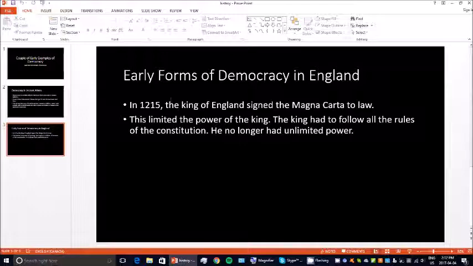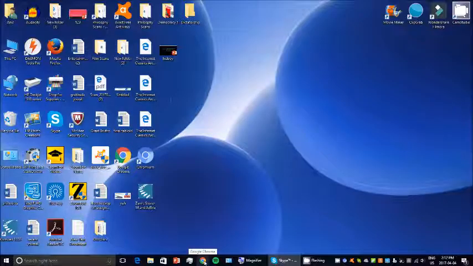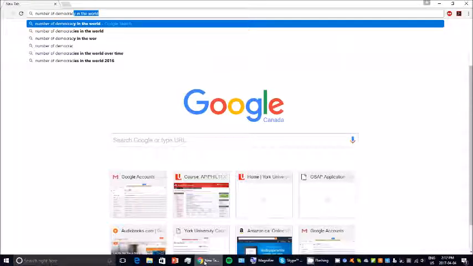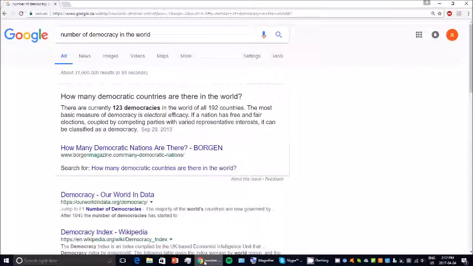Now, an interesting question to explore is, how many democracies are there in the world? Well, let's search that up. It says here, where my pointer is pointing, that there were 123 democracies in 2013. Considering that there are nearly 200 countries in the world, that means the majority of countries agree with a democracy.